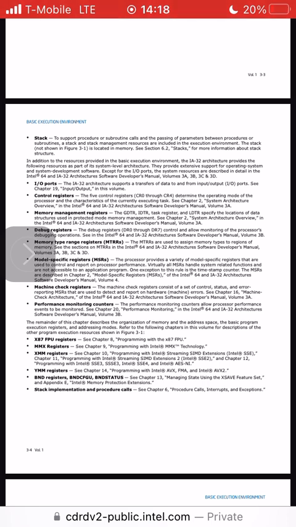Control registers. The 5 control registers, CR0 through CR4, determine the operating mode of the processor and the characteristics of the currently executing task. See Chapter 2, System Architecture Overview, in the Intel 64 and IA-32 Architectures Software Developer's Manual, Volume 3A. Memory management registers. The GDTR, IDTR, task register, and LDTR specify the locations of data structures used in protected mode memory management. See Chapter 2, System Architecture Overview, in Volume 3A. Debug registers. The debug registers, DR0 through DR7, control and allow monitoring of the processor's debugging operations. See the Intel 64 and IA-32 Architectures Software Developer's Manual, Volume 3B.